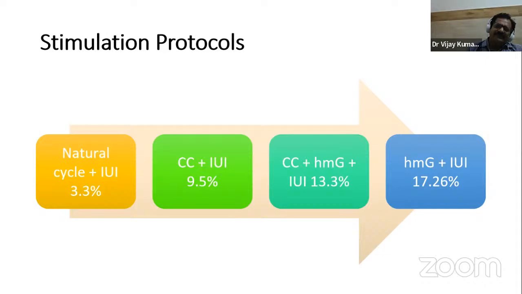Along with the clomiphene citrate, if we use HMG for better development of the graafian follicle, and then we do the IUI, the success rate is about 13%. Instead of that, if we use only HMG and avoid using the clomiphene citrate, and then we do the IUI, the success rate would be about 17 to 18%.